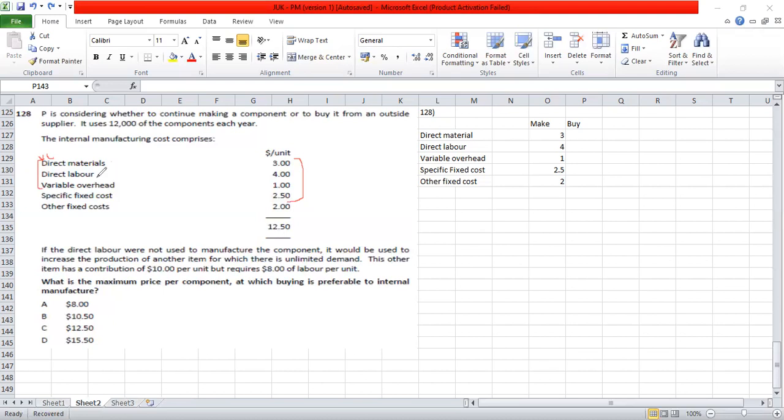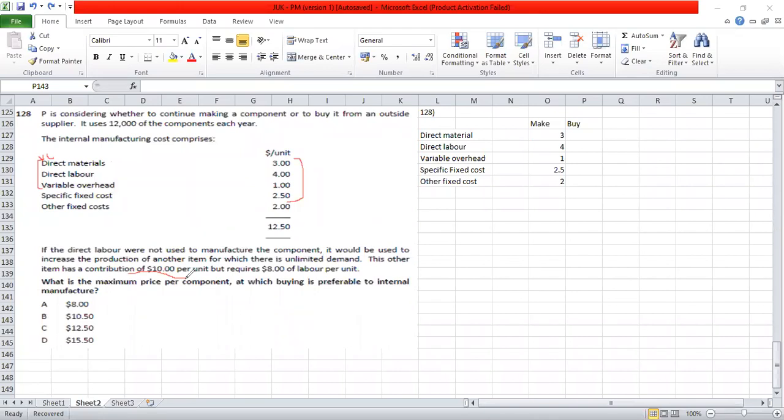That's the adjustment. So we have to see that just because they are making, they are foregoing this contribution of 10. Anything which is foregone because of a decision which is taken is called opportunity cost. Not being able to get that benefit is the opportunity cost. Foregoing that benefit is the opportunity cost. So if that is the opportunity cost, that also has to be included here.